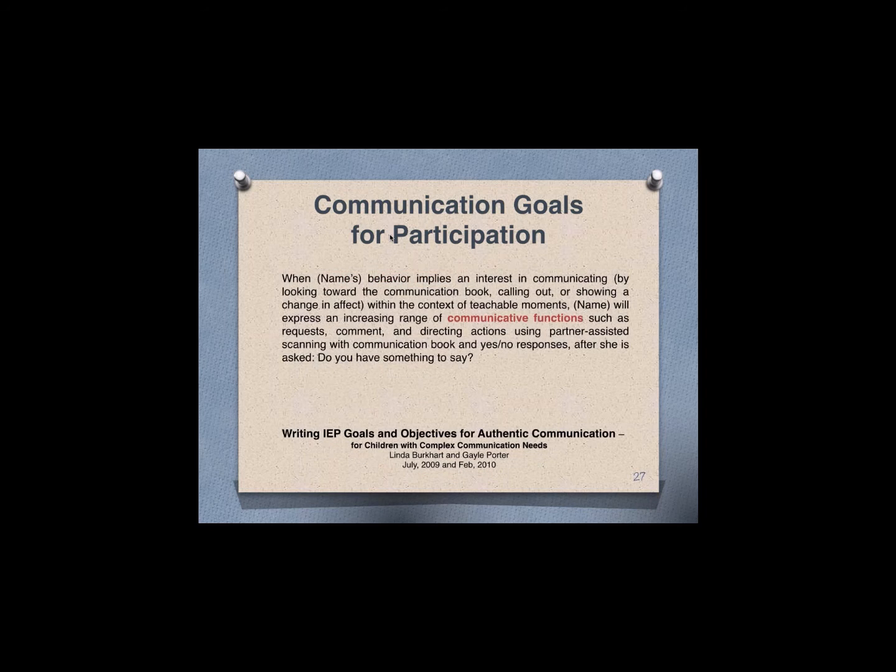More sample goals would be that when the student's behavior implies an interest in communicating something, they will look toward their communication book, or they will call out. So we're starting to see this initiation from them, and now we're going to see that increasing range of communicative functions. Or we can say, oh, you're looking at your PODD book, do you have something to say? And actually get a response to be able to build on that.